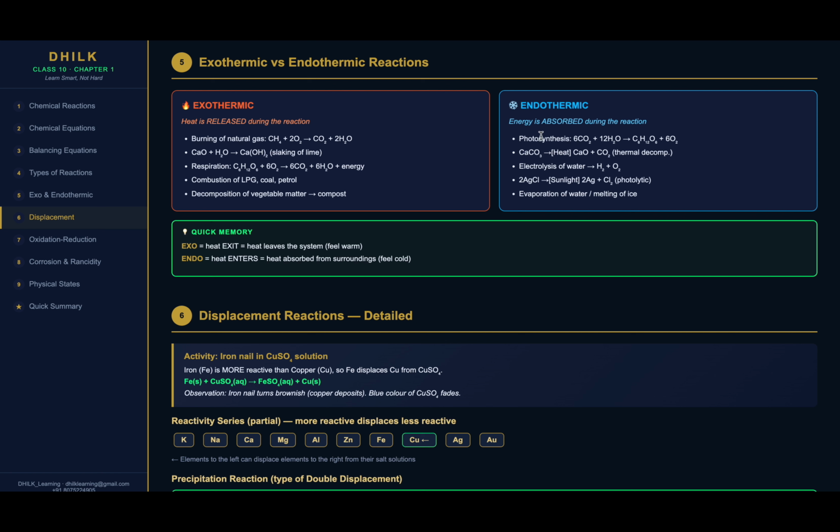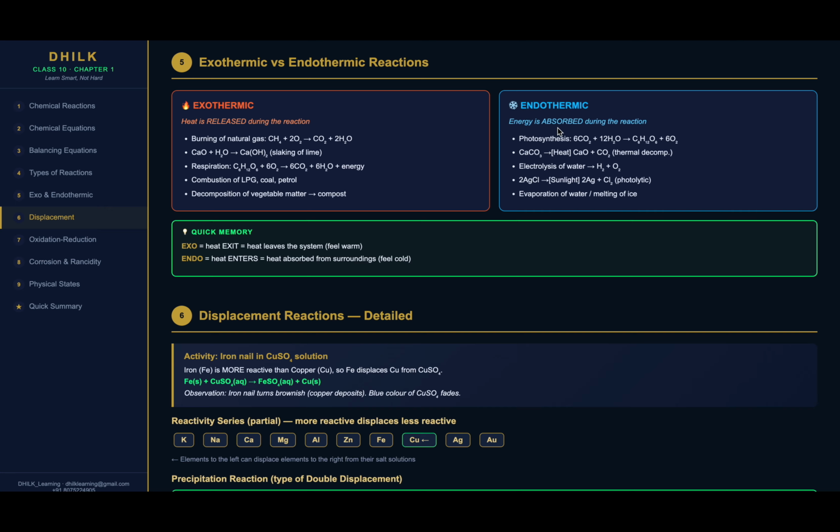Now we can look at the endothermic reaction. What is an endothermic reaction? Just the opposite of an exothermic reaction. Energy is absorbed during the reaction. So the surroundings become cooler because it is absorbing heat from the surroundings. Think of the word endo. Endo means enter. So heat is entering the system, being taken in. It is taking the heat from the surroundings. So endo means taking in heat.